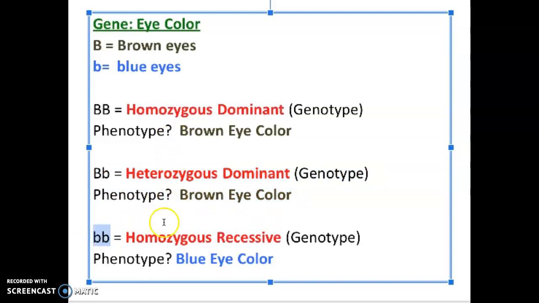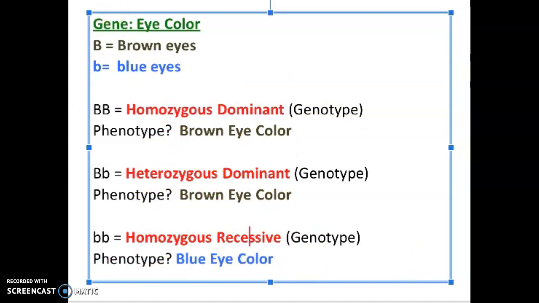But what if we have two little b's? What if the kid inherits two genes with blue eye phenotypes? Then we call this homozygous still because it's the same. They're both the same. They're lowercase, right? And recessive because it's lowercase. And there's no big B, so there's not going to be any brown at all. It's only going to be blue. There's no dominant allele here. So this child is going to have blue eye color. Okay, so this basically summarizes everything that we learned.